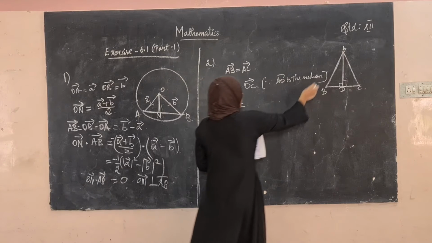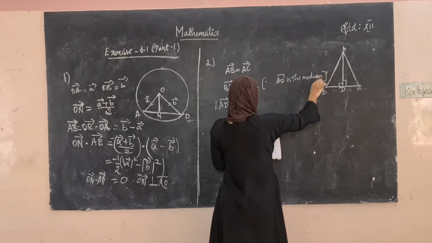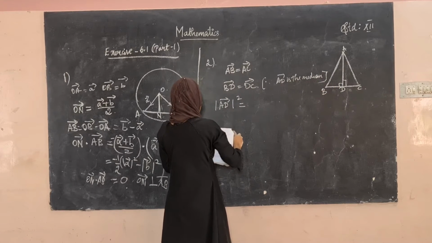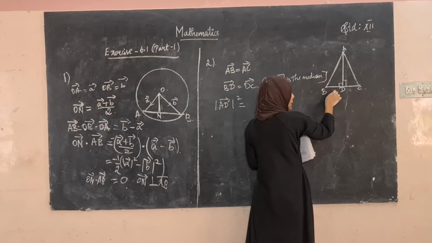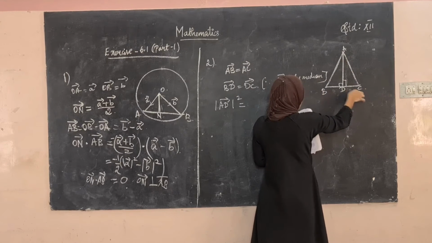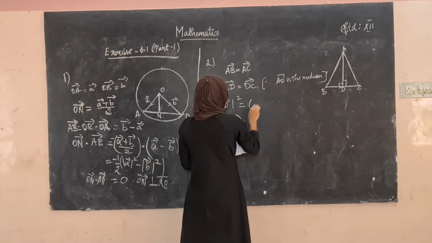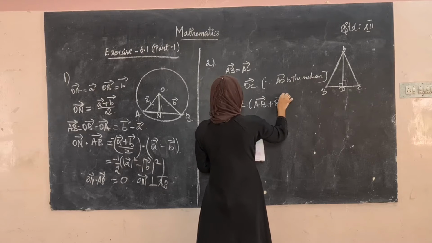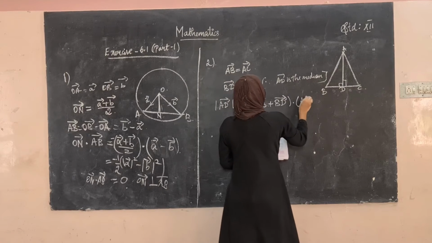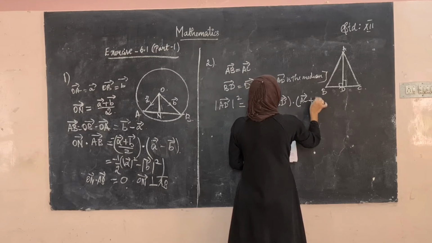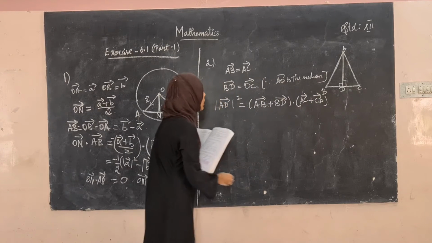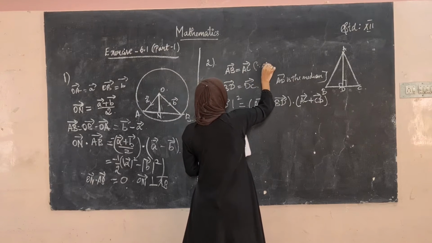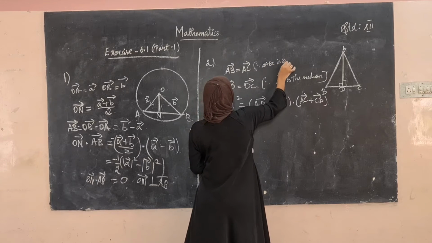AD vector the whole square can be written as AB vector plus BD vector dot AC vector plus CD vector. That is, AB vector plus BD vector dot AC vector plus CD vector. Okay, so already we know that since it is an isosceles triangle, you have to write like this: since triangle ABC is isosceles.